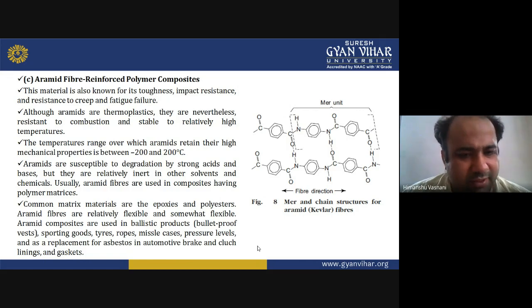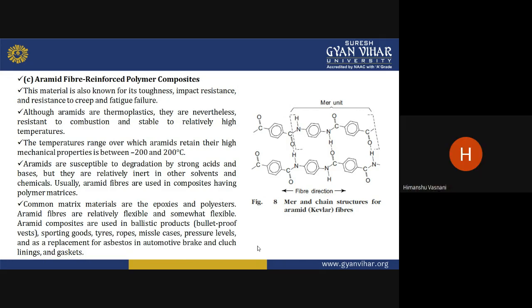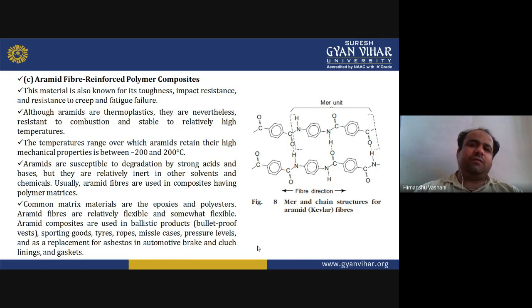Aramid fibers are relatively flexible. Aramid polymer composites are used in ballistic products like bulletproof vests, and sporting goods, tires, ropes, missile cases, pressure vessels, and as a replacement for asbestos in automotive brakes, clutch linings, and gaskets. So a wide range of applications for aramid composites, because they are known for their toughness, impact resistance, and resistance to creep and fatigue failure.